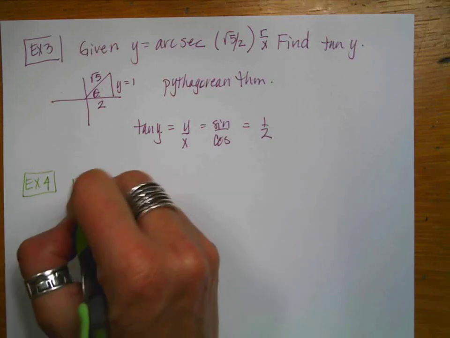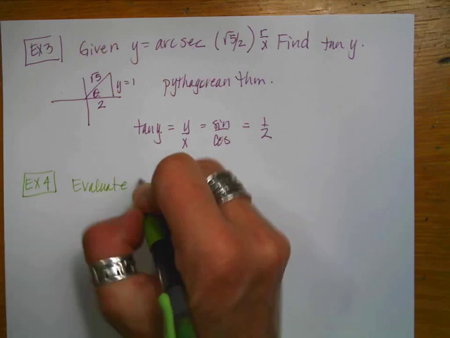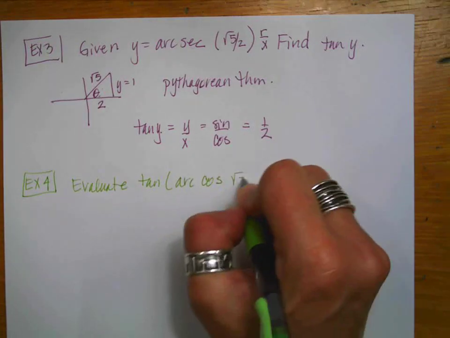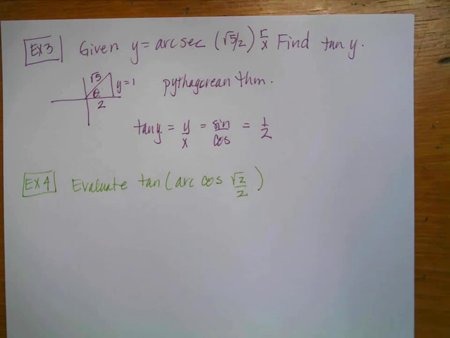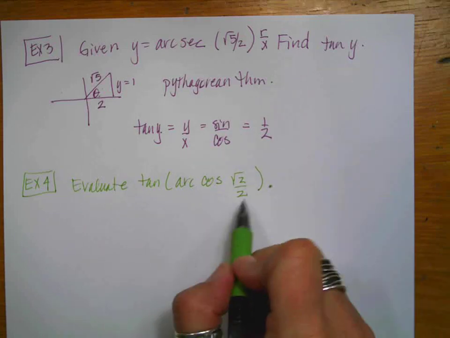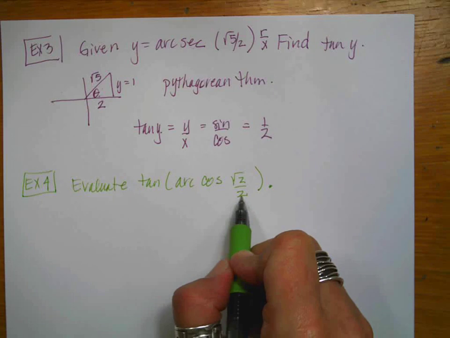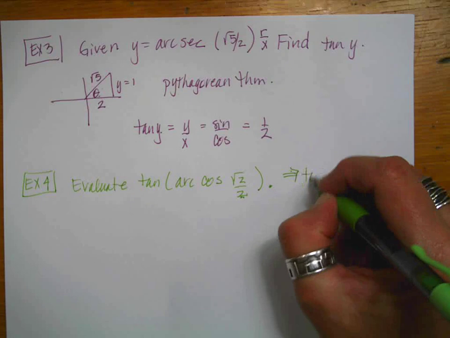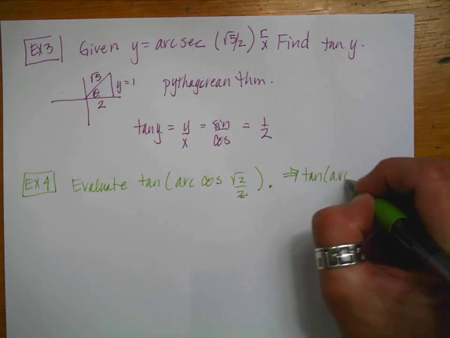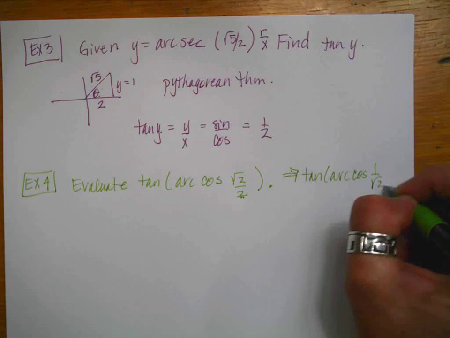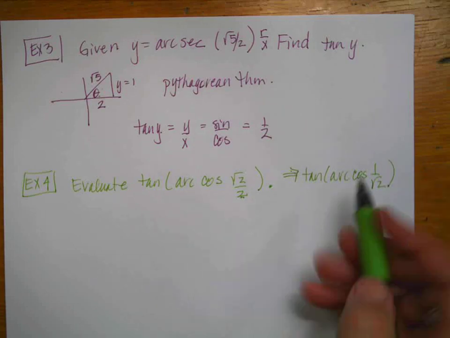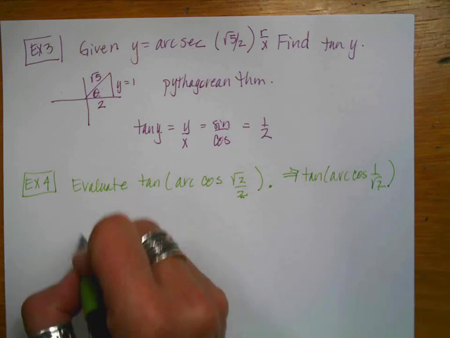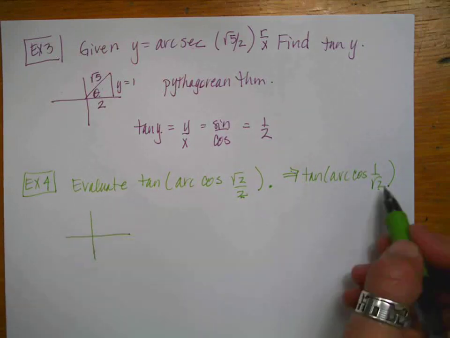So example number 4, I'm going to evaluate the tangent of the arc cosine of radical 2 over 2. So let's go back and remember from pre-calc, we talked about it's easier to unrationalize these particular values. So I'm going to rewrite this as the tangent of the arc cosine of 1 over radical 2. Okay, now it makes this part easier.